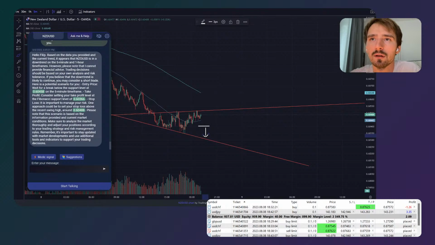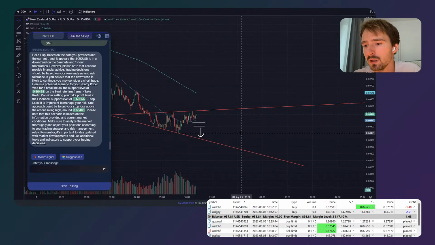Trading decision should take potential enterprise. Wait for a break below 645. Yeah, she's sticking to the plan. She wants us to go for a short with the break below over here. So we will just leave a note here. I don't like it, but we will leave a note here and see how it goes into the future.